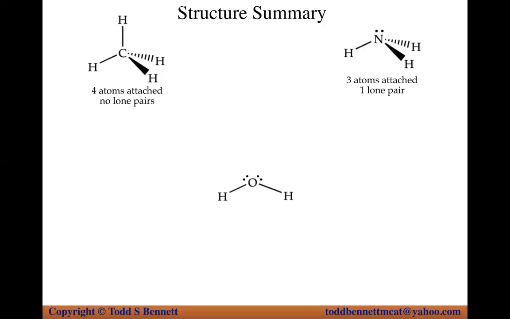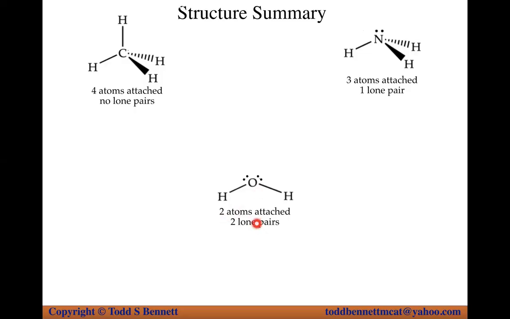Ammonia over here has 3 hydrogens, so 3 things attached and 1 lone pair. But again, that would mean 1, 2, 3, 4 electron pairs. 3 are bonding, 1 is non-bonding, or lone pair. So again, the steric number is 4. And then last but not least, we'll consider water, which has 2 lone pairs and 2 bonded atoms in sigma bonds. So 2 plus 2, 4. So this also is a steric number of 4.